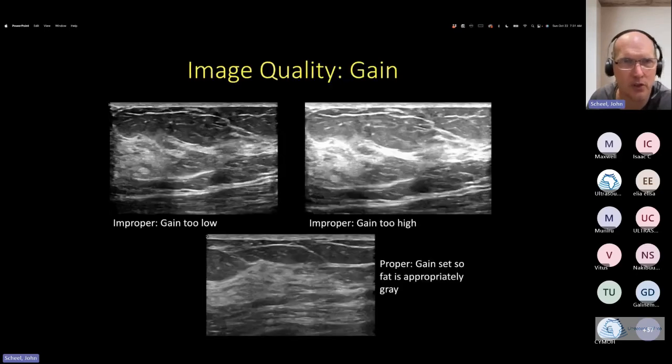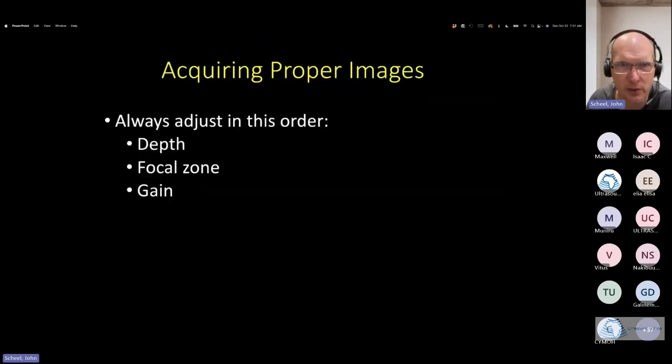So just to conclude this, you always adjust in this order: depth, focal zone, gain. The reason you do that is because if you start with gain and then change depth, you have to readjust the gain. So always go in this order: depth, focal zone, gain.